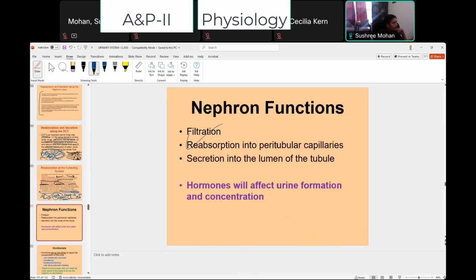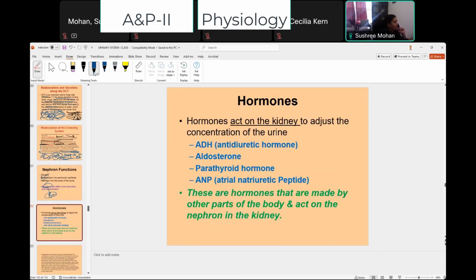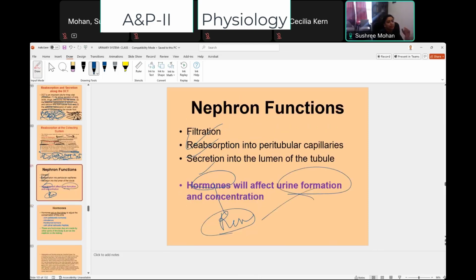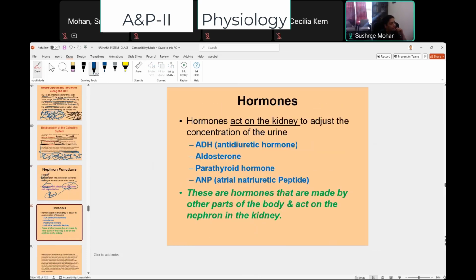So filtration, we completed, reabsorption and secretion. We did talk about renin and how it increases the blood pressure, because when the blood pressure increases, it will also help in increasing the filtration, and that means urine formation will increase. So the hormones that act on the kidney: antidiuretic hormone, aldosterone. Renin acts on the adrenal, which will cause aldosterone secretion. Aldosterone hormone will cause sodium retention. So when sodium retention happens, blood volume will increase and it will change the formation of urine.